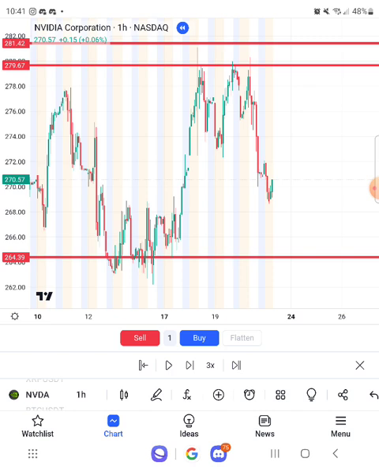You want to mark the area where the price rejects all the time. Every time the price reaches there, it rejects the price. The market has a hard time crossing over that level. That's what you want to mark.